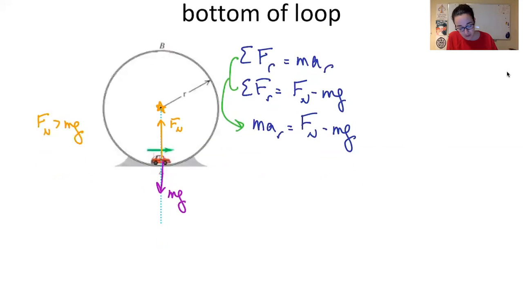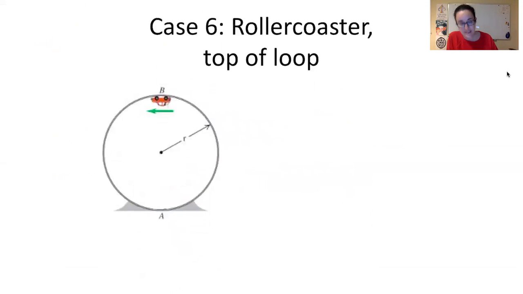Okay. Finally, last one we're going to do right now is case 6. So the same roller coaster, now it's at the top of the loop and it's not falling down. This is like the cup of water that we did on the platform. It is not falling down because it is moving.